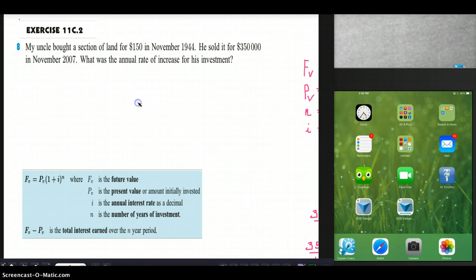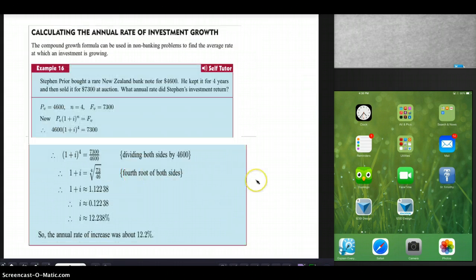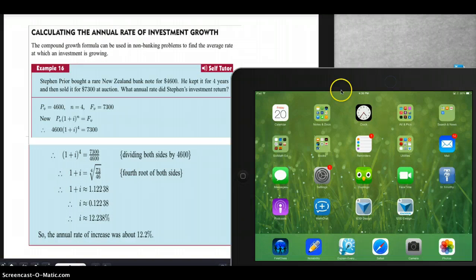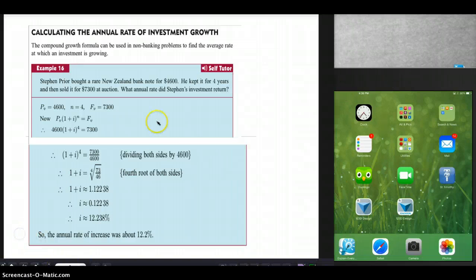Make sense? So in order to know how to set this up and also how to solve it, I'm going to show you this example problem from your textbook, and I'm also going to work it out on the calculator here for you. So, similar concept. A guy buys something, keeps it a certain amount of time, sells it for something. Our present value is the initial here. N is our 4 years, and F is our 7,300, which is what he sells it for. That's the future value. And we just plug these into the formula that we know, right?